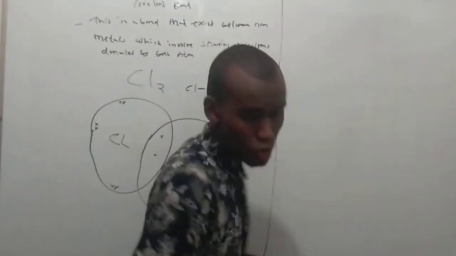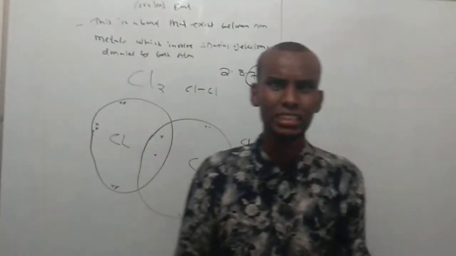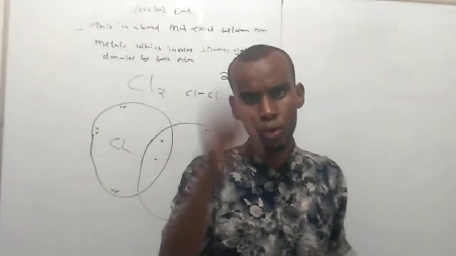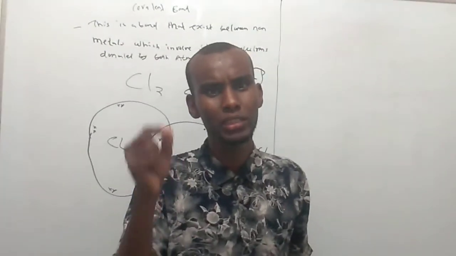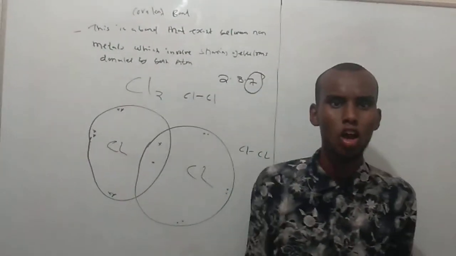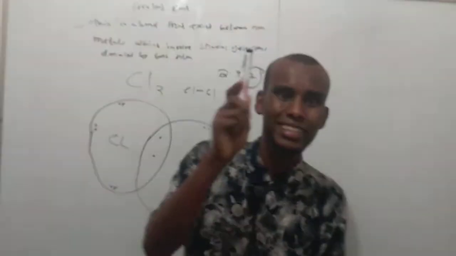And remember, covalent bonds don't conduct electricity, but they have high melting and boiling points. And covalent bonds, their structure is called giant atomic structure. All covalent bonds don't conduct electricity except graphite.